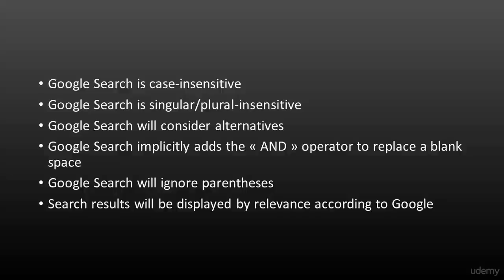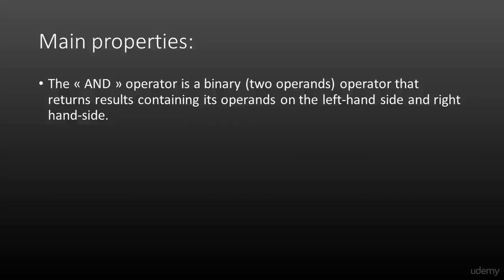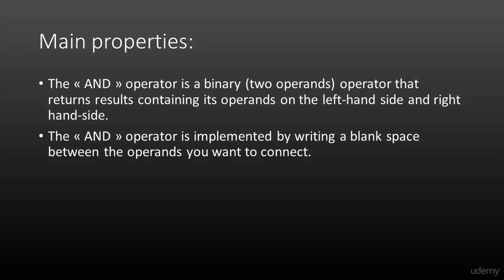Welcome to the lecture on the AND operator. The AND operator is a binary operator. It means that it takes two operands. What it will do is that it will return results that contain those two operands. If you want to implement the AND operator, you will have to use a blank space between the two operands. If you write AND, it's going to consider N as a word. So for example, if you want results containing dog and cat, you will want to write dog blank space cat, because if you write dog and cat, it's going to consider dog, N, and cat as their own words, and it will return results accordingly.